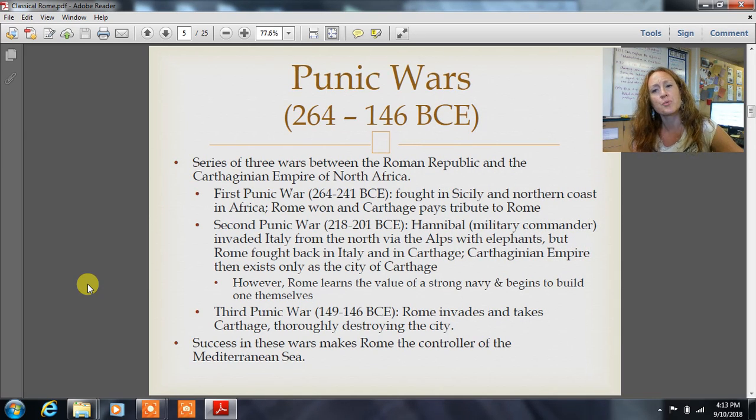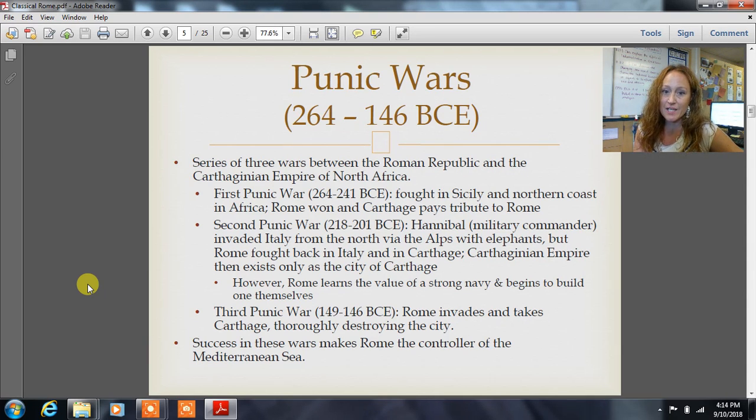So the Punic Wars are pretty significant. It was a series of three wars between the Roman Republic and the Carthaginian Empire of North Africa. It was basically competitive imperial expansion and acquiring new territory. The First Punic War was fought in Sicily and the northern coast of Africa. Rome won, and as part of winning, they forced the Carthaginians to pay tribute. Tributary payments have been a common theme in Period 2.